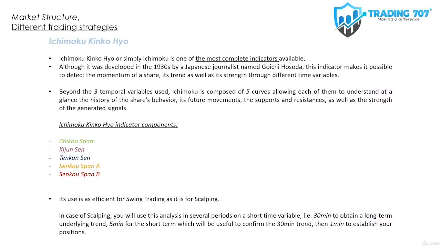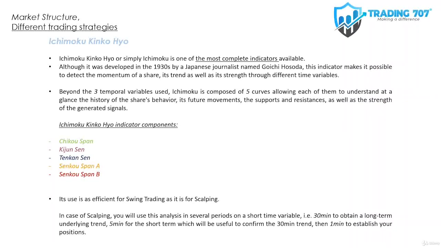Beyond the three temporal variables used, Ichimoku is composed of 5 curves, allowing you to understand at a glance the history of a share's behavior, its future movement, the support and resistance, as well as the strength of the generated signals. Ichimoku Kinko Hyo is composed of the Chikou span, the Kijun sen, the Tenkan sen, the Senkou span A, and Senkou span B.